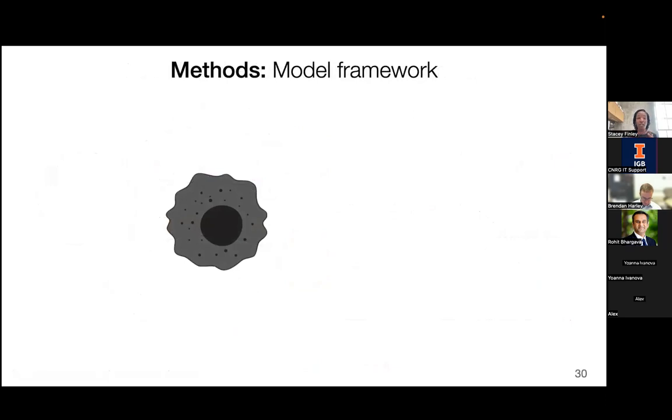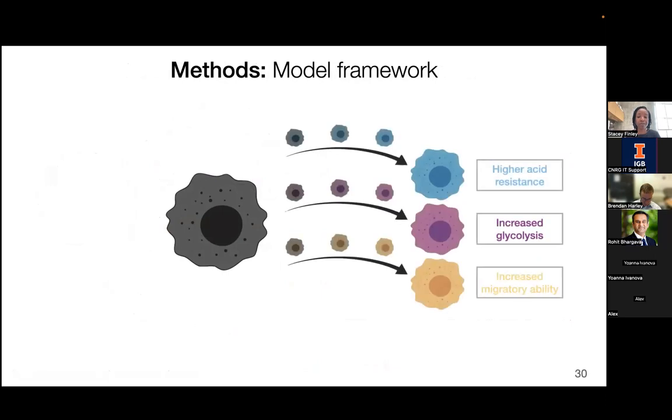So I want to talk a little bit about the modeling framework that we have developed. It's an agent-based model. It's different from the constraint-based metabolic model that I presented in the first part of the talk. So I think it's worth spending a little bit of time just explaining this kind of modeling approach. So we can see the evolution of a base tumor cell state into a state that has higher acid resistance, increased glycolysis, and/or increased migratory ability.